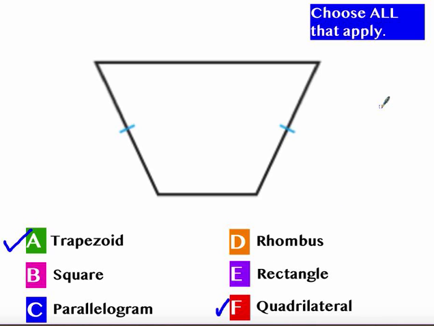Hopefully now you understand what a trapezoid is. That was the big one that a lot of us missed. What a trapezoid is, what a rhombus is. Make sure you keep those square.